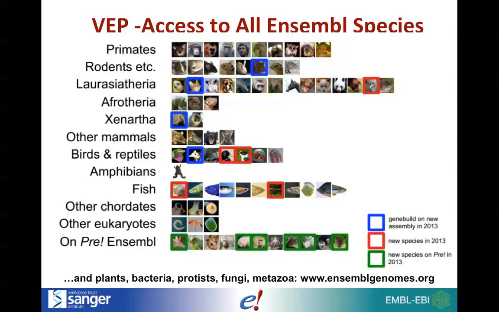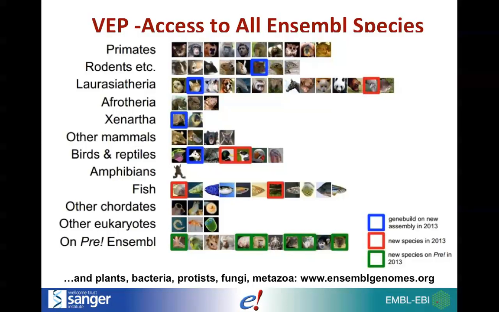Okay, the VEP gives access to all our Ensembl species, and in this latest release, we have over 70 species. You can see the new species in 2013 are indicated by boxes, red and green boxes. And if we have a new gene build or a new gene set on a new assembly, so the underlying genome has changed, we show you in a blue box. So it lets you know, kind of, we're getting lots of new species and new assemblies all the time.